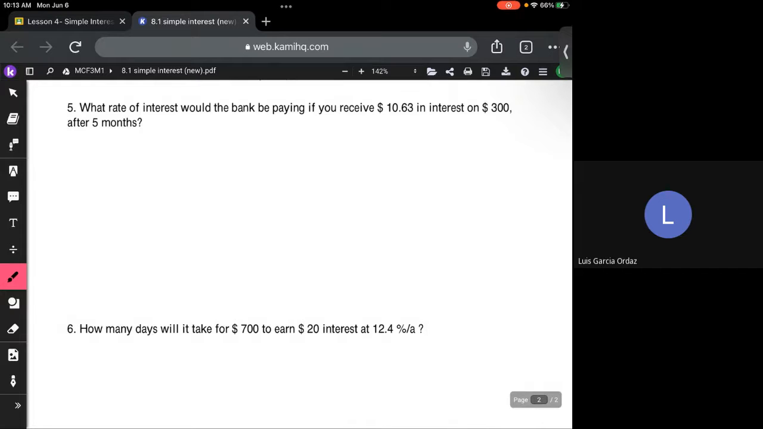Okay, next one. So what rate of interest would the bank be paying if you receive $10.63 in interest on a $300 principal after 5 months? So what equation am I gonna use? One.